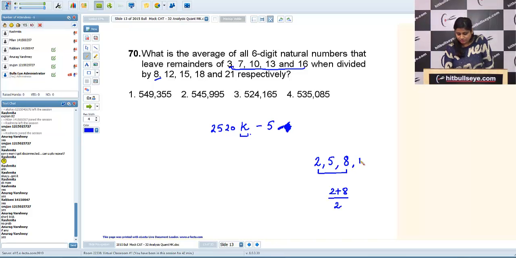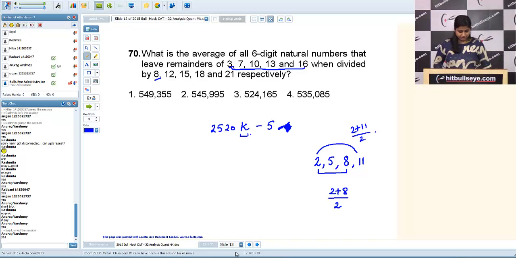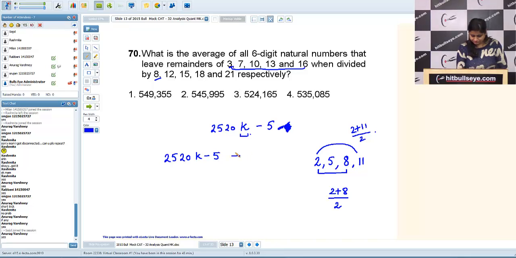Suppose we are taking one more term, say 11. Now what is the average? That is 2 plus 11 by 2. Is it okay? That trick we can use here. So we can take the biggest number of this kind and the smallest number of this kind. The average will be the sum of these two observations divided by 2. Is it okay, Anurag? Clear? We could do one more thing here. See, of course, both these numbers, the biggest one and the smallest one in this AP, will be of this type. So according to me, average will be this.